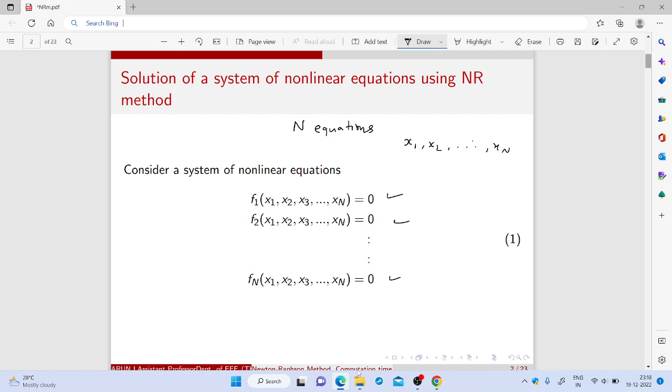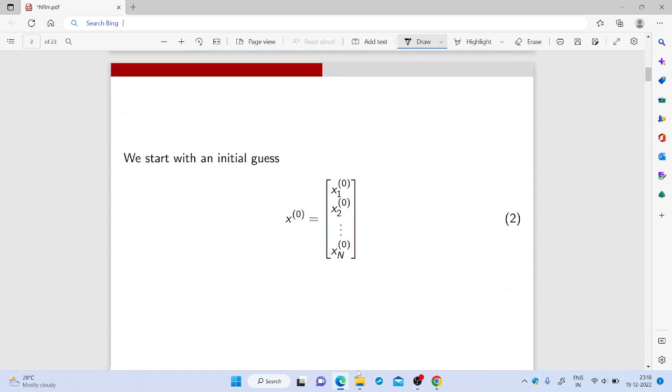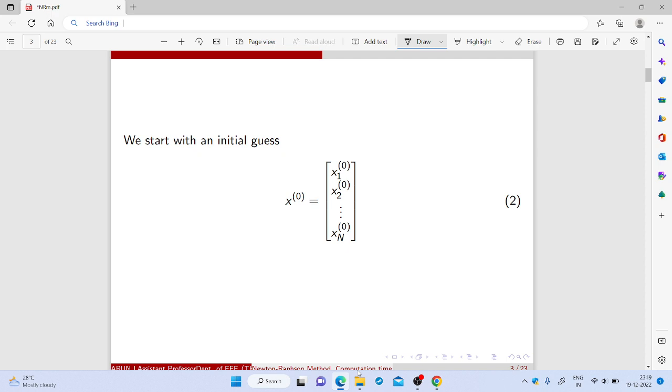So in Newton-Raphson method, we will start with an initial guess. Suppose x of 0 denotes the initial guess to the problem. x1 of 0 is the initial value or initial guess for the variable x1. x2 of 0 is the initial guess for variable x2. Like that, there are n values and it is arranged as a column vector that forms x of 0, our initial guess vector.